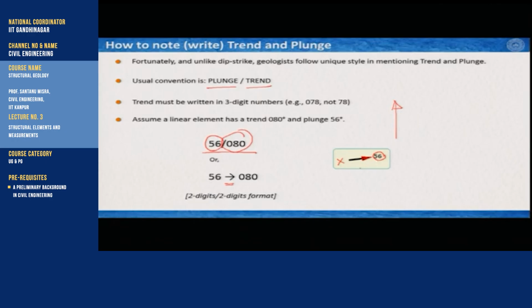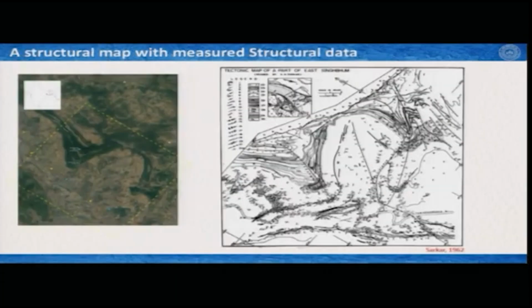If it was, for example, 0 degrees as your trend and 40 degrees as your plunge, then with respect to this north, you would probably make it like this. So, that indicates 0 degree trend and 40 degrees plunge. So, you write it like this.